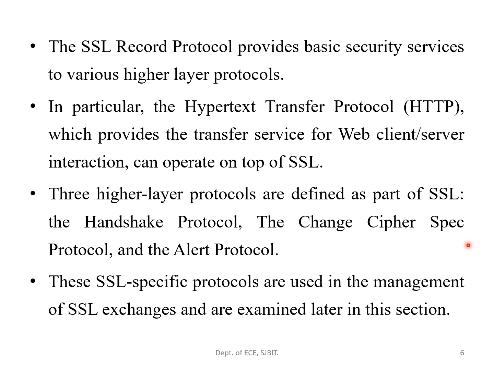Three higher layer protocols are defined as a part of SSL: the handshake protocol, the change cipher spec protocol, and the alert protocol. So there are mainly four protocols we are going to consider on the top layer of the secure socket layer. First is the hypertext transfer protocol, then the handshake protocol, the change cipher spec protocol, and the alert protocol. These protocols work on the higher layer of the secure socket layer.